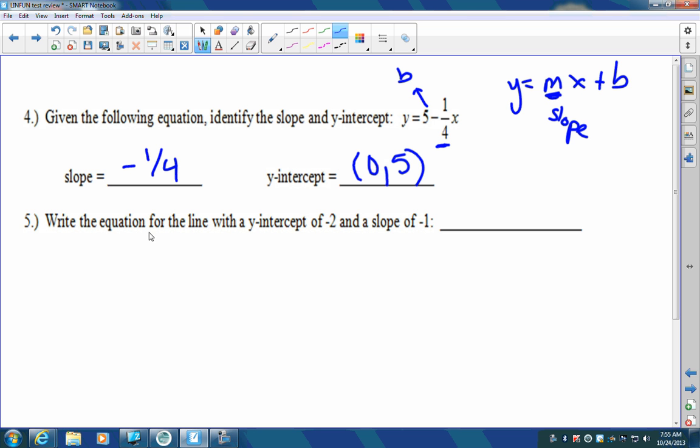It says write an equation for the line with a y-intercept of -2 and a slope of -1. Y equals the slope, -1x. Y-intercept is -2, minus 2. You can write it like this, or y equals -x minus 2. -1x and -x mean the same thing.